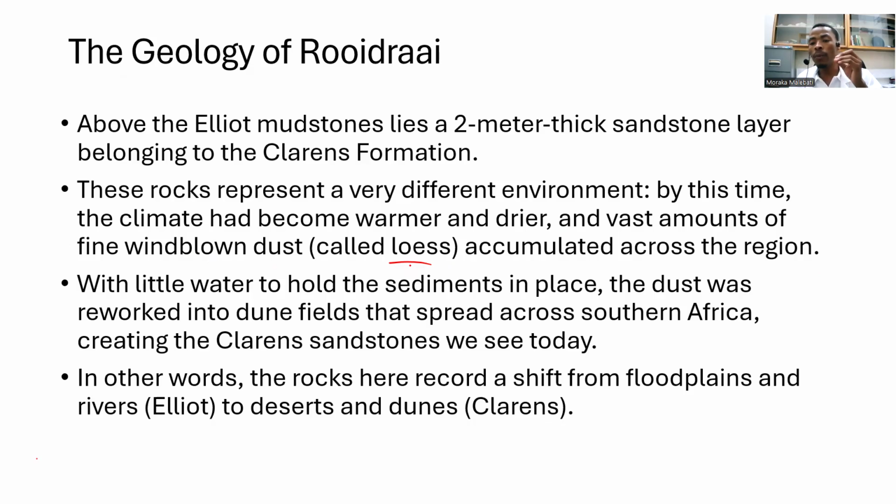Remember, if the environment is wetter, the sand particles or grains are retained on the ground. But when it becomes warmer and drier, these sediments are no longer retained on the ground. Now they can be wind blown easily, forming what we call loess. Loess is a thick deposit of very fine sand particles.